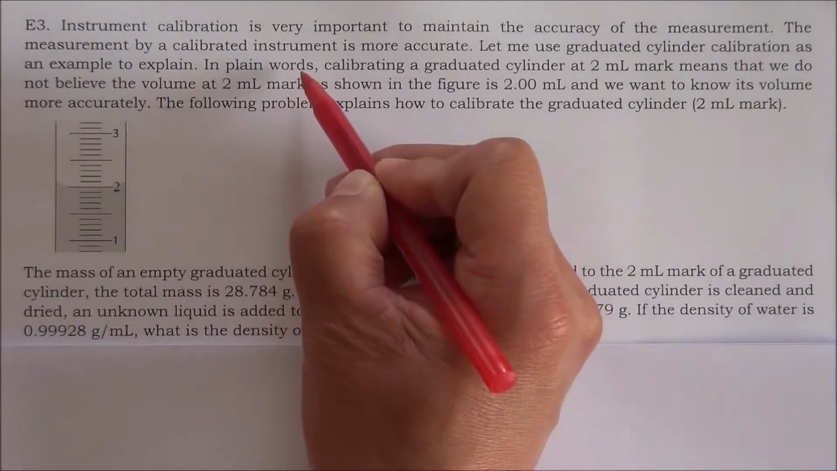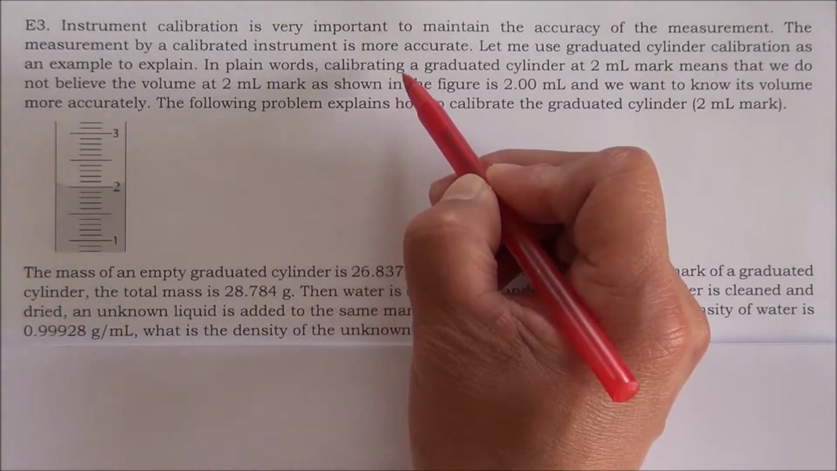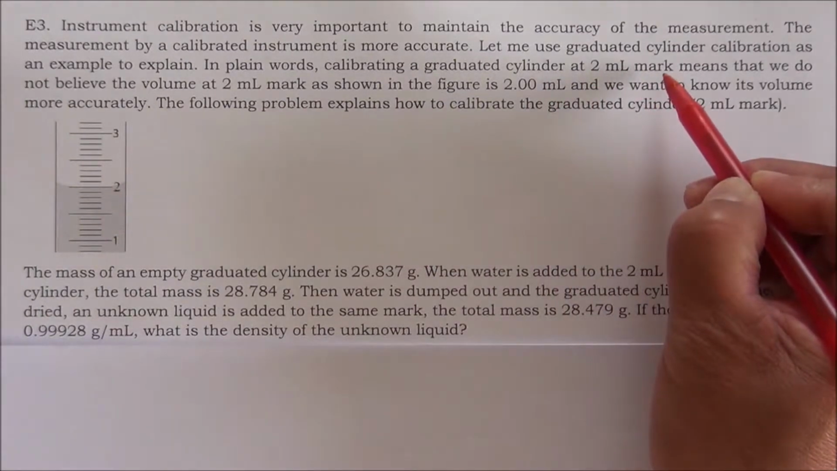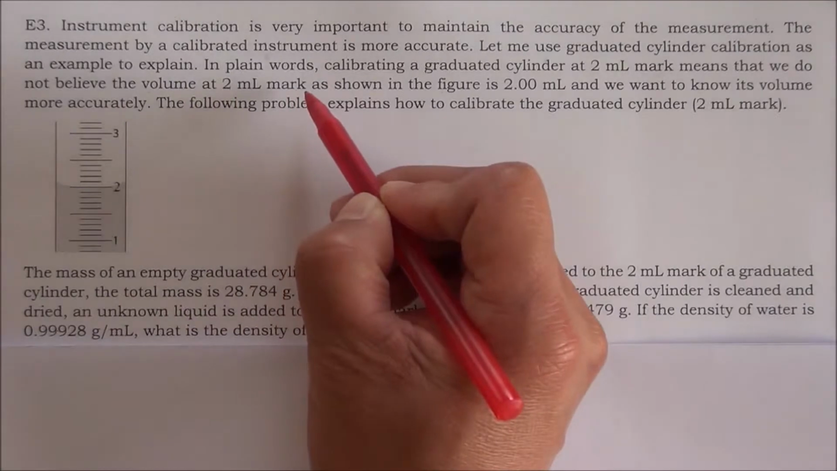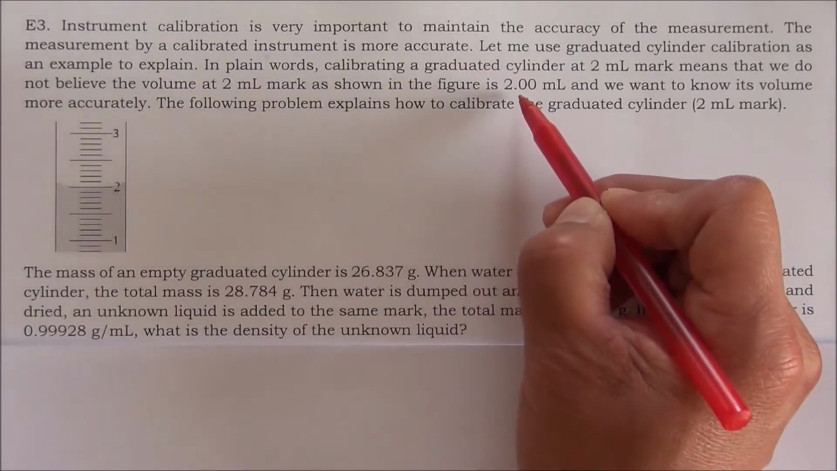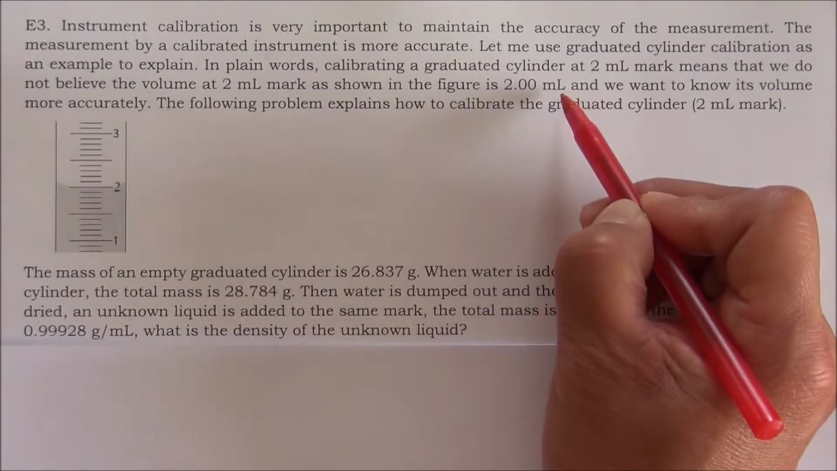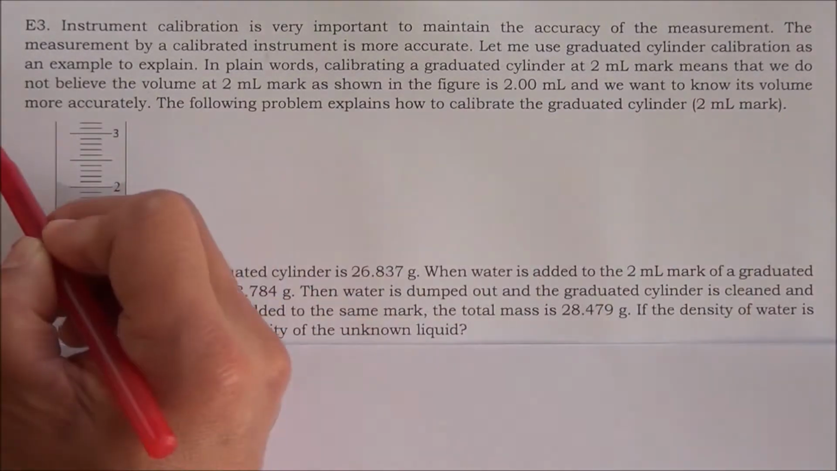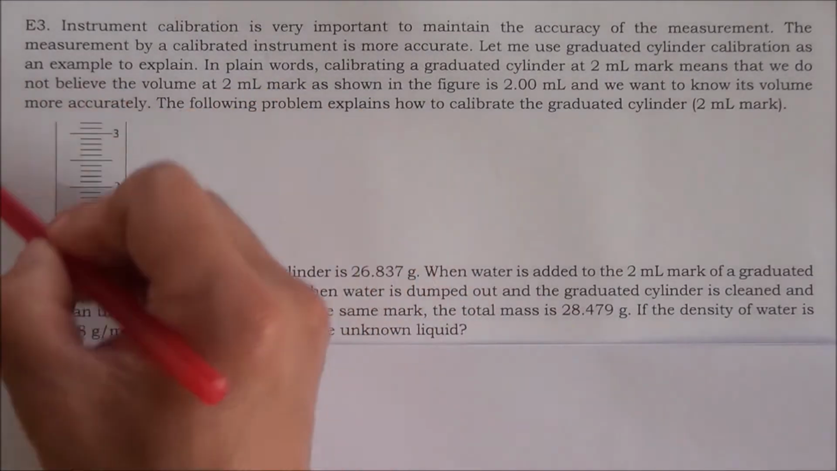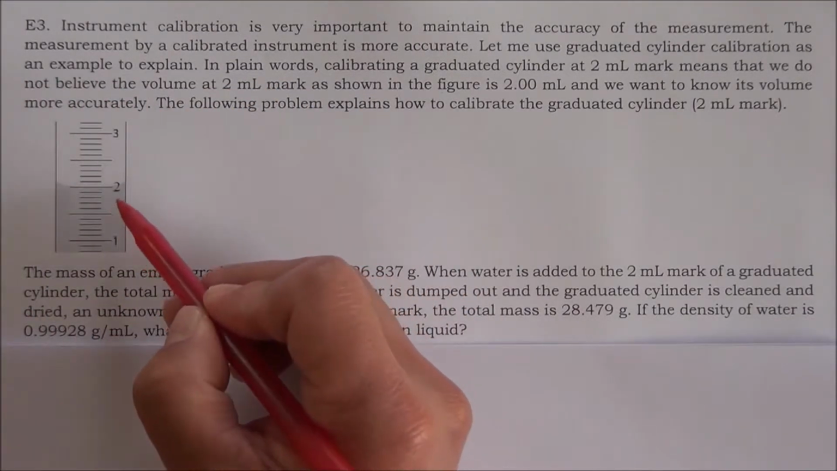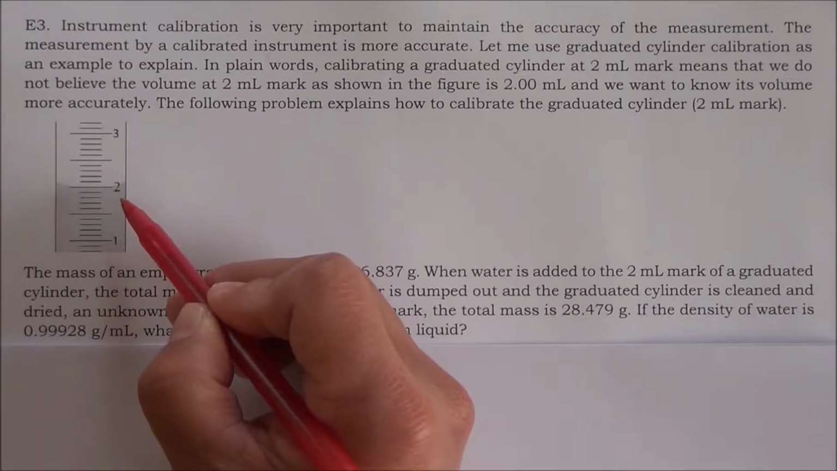In plain words, calibrating a graduated cylinder at the 2 milliliter mark means that we do not believe the volume at the 2 milliliter mark, as shown in the figure, is 2.00 milliliter, and we want to know its volume more accurately. From what we have learned in class, the volume of the liquid in the graduated cylinder should be 2.00 milliliter.